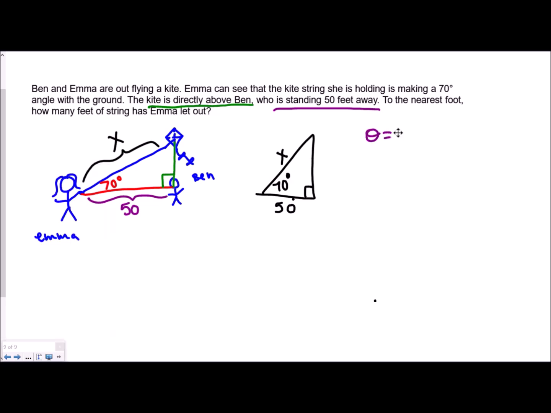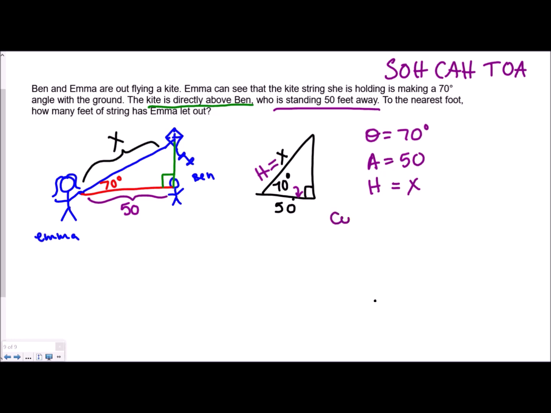Let's see, theta is 70. I'm given an adjacent of 50, and we have to find the hypotenuse. Okay, adjacent, hypotenuse. In my head, I'm saying SOHCAHTOA, SOHCAHTOA, SOHCAHTOA. Okay, looks like it's going to be cosine. Cosine of theta is adjacent over hypotenuse. Cosine of 70 equals 50 over x.